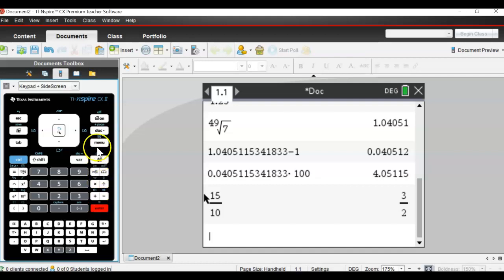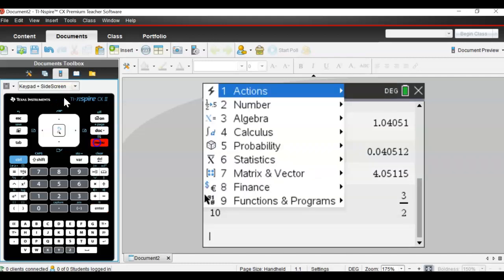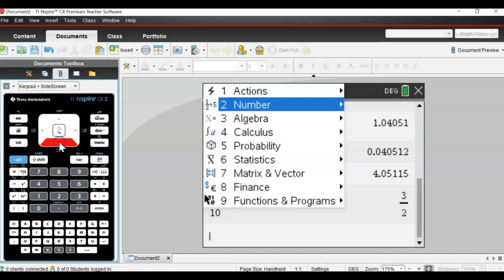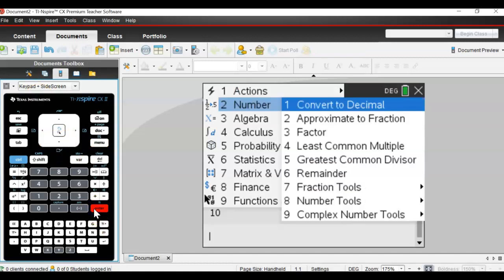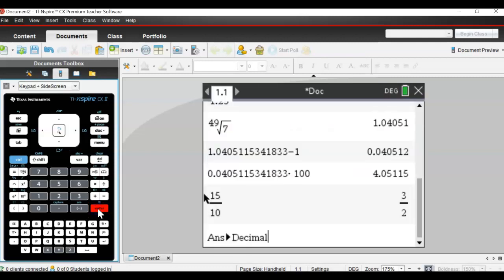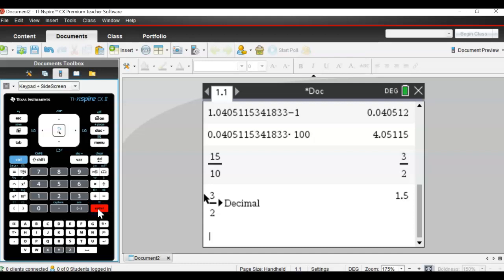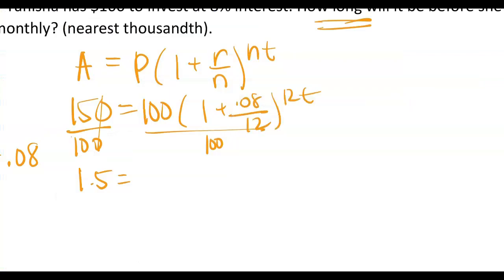I will let you know you can write this as a decimal, so make sure this is written in your calculator. To write this in decimal form, hit menu, scroll down to number 2, which is number, and then scroll down to where it says decimal, which is just the first option. So option 1, hit enter. It's going to ask if you want to change your answer to a decimal. Yes, I do. It's just going to be 1.5. You can either leave it as 3 over 2 or write it as 1.5. It won't make a difference. It's just up to you.